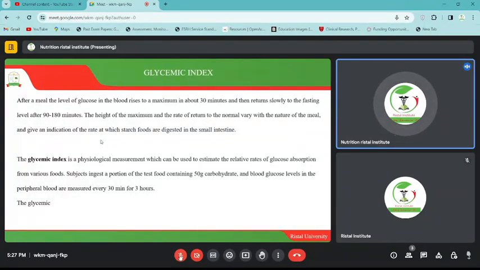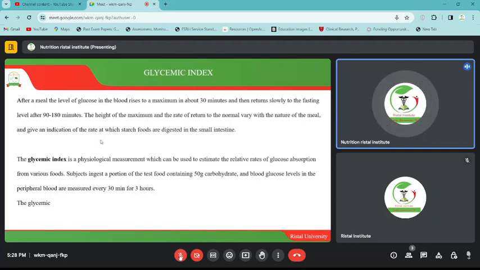This can be very important in application when you're handling issues of diabetes. So at the end of this lecture, you'll be able to relate what glycemic index, and glycemic load later on, relates to a diabetic patient. To continue with this explanation, the height of the maximum and the rate of return to normal vary with the nature of the meal.